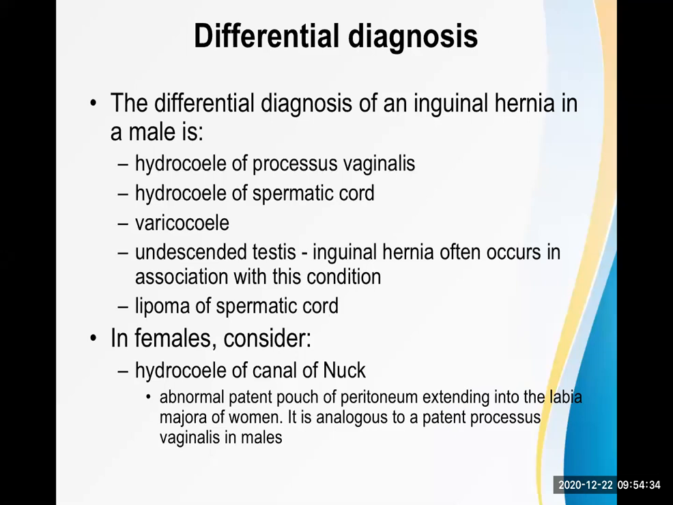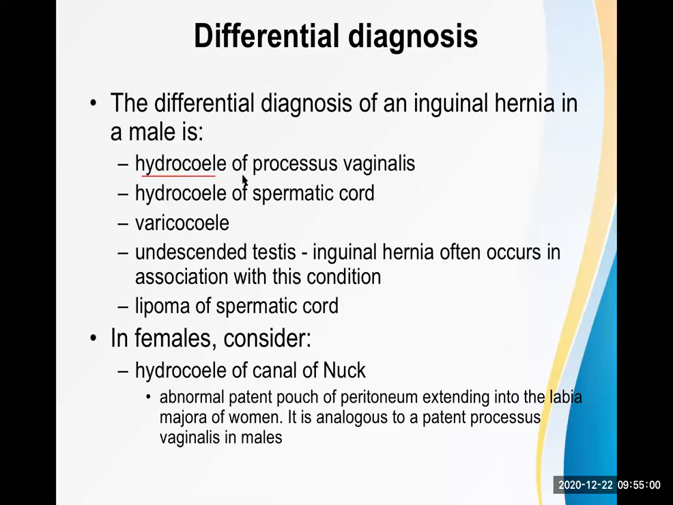All mass which is present in the inguinal region is not inguinal hernia. That is the first thing you like to consider. Yes, inguinal hernias are very common, but not all the time. So the differential diagnosis of an inguinal hernia in a male is hydrocele of processus vaginalis. Hydrocele of processus vaginalis is one of them.